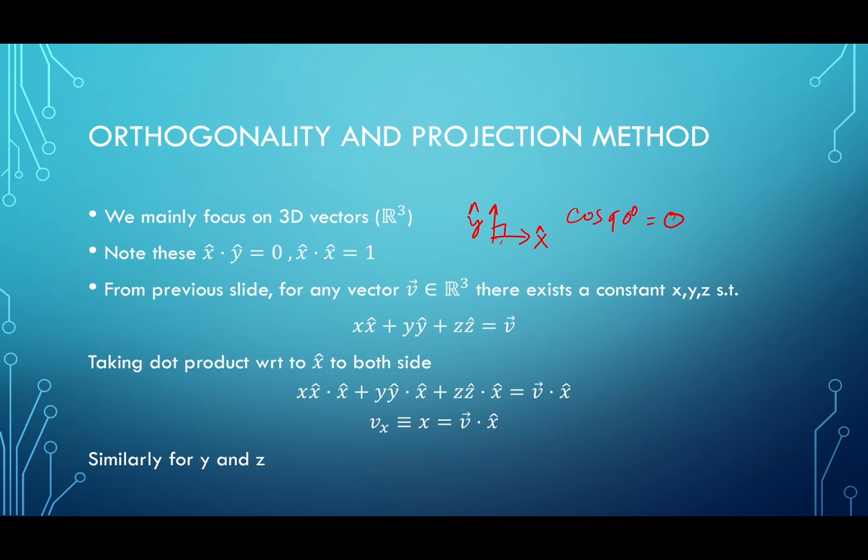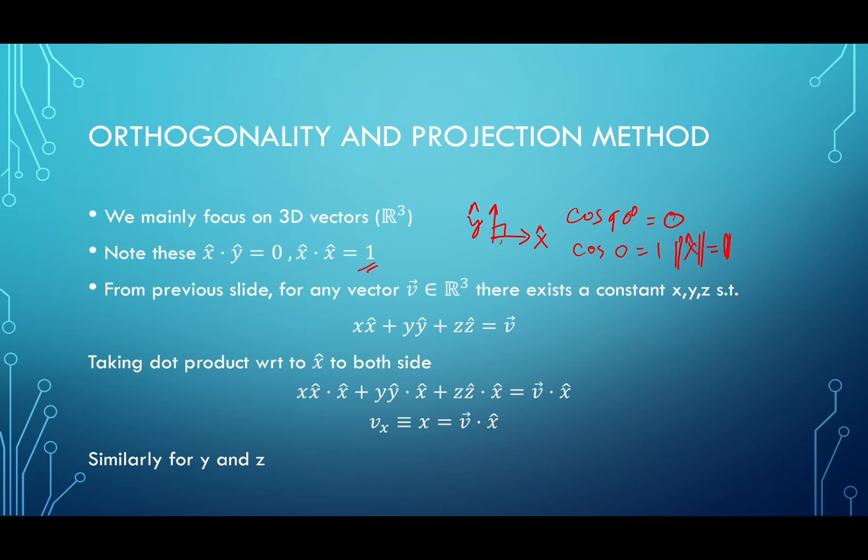Now x dot x equals 1. Well, it's obvious because the cosine of 0 is just 1, and the magnitude of unit vectors is always 1. So the dot product is just 1 times 1 times 1, right? Which is equal to 1. And you can similarly do this for y and z.